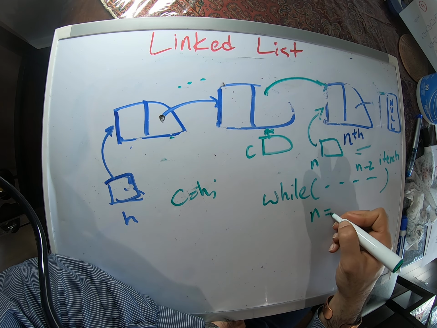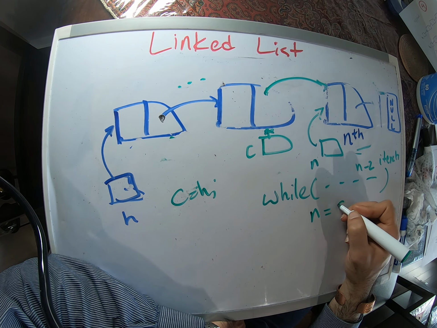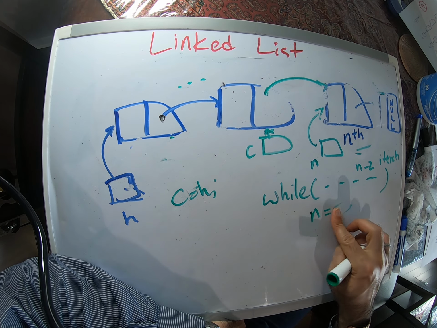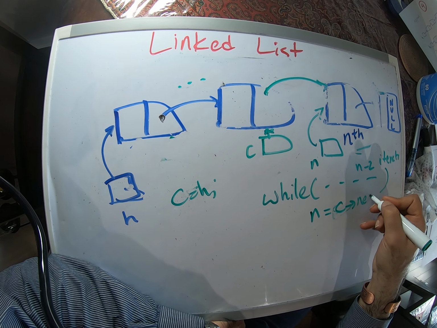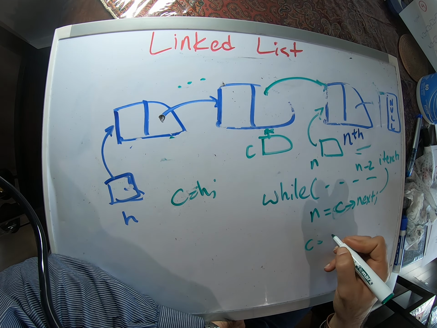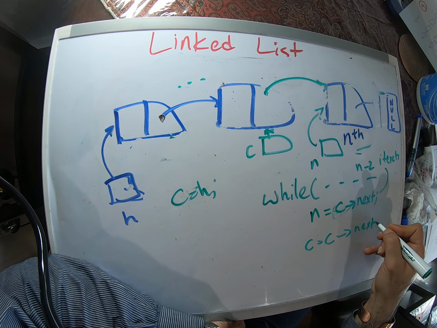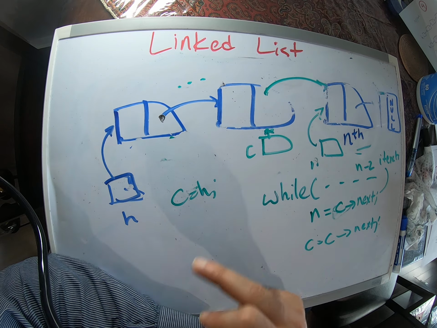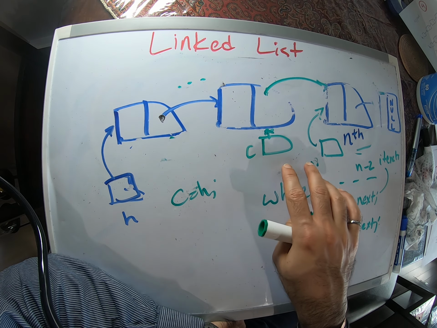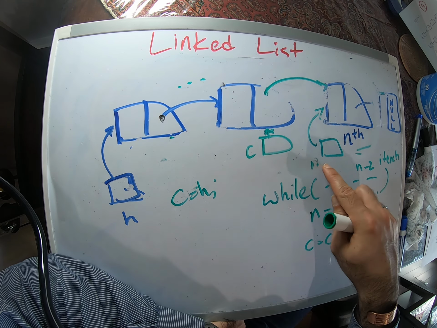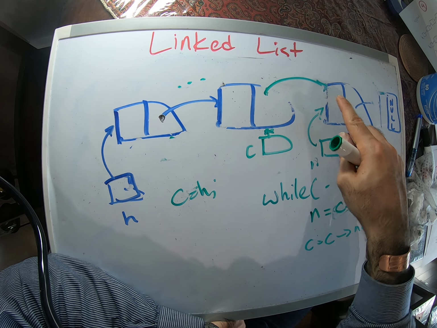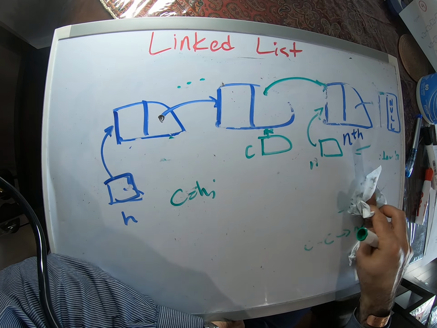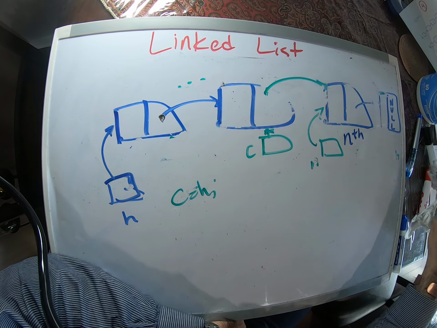n is equal to c, or sorry, c arrow next, and c is equal to c arrow next. So something like that. So we have a pointer pointing to the current node, we have a pointer pointing to the next node, right? If we end up with such a situation, now it's very easy.